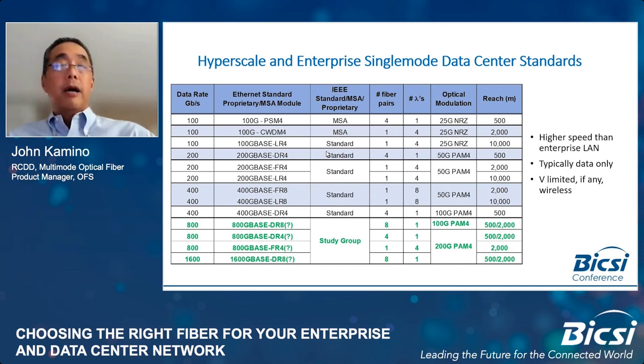Similarly, on 400 gigabits per second, they've got an 8 wavelength solution for 400 gigabits that will go 2 kilometers, and then the LR version that will go the 10-kilometer reach, along with the DR version that goes 500 meters. And they're doing the same thing at 800G, parallel fibers, and then multiple wavelengths going either 2 or 10 kilometers.